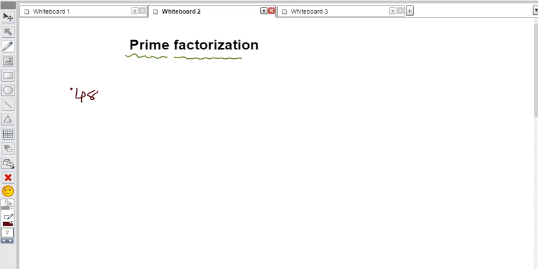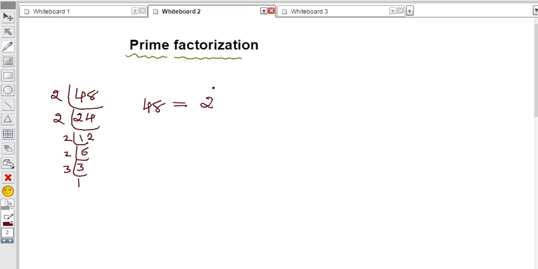48 is taken. If you do the prime factorization method for this, 24 again is divisible by 2, 2 12s are 24, 2 6s are 12, 2 3s are 6. So finally 48 I can write as a product of prime numbers. 3 is divisible by 1, 3 1s are 3. Now 48 we can write as 2 to the power 4 and 3 to the power 1. So this is the prime factorization method.